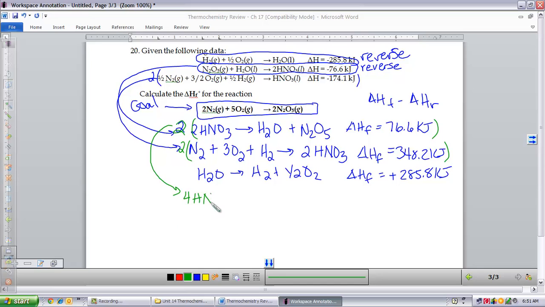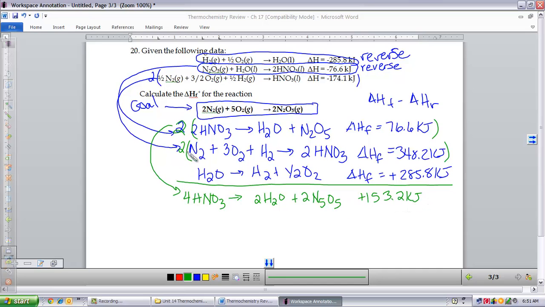So I'm going to end up with 4 moles of nitric acid. I'm just going to draw a line here because we're doing a couple different steps. And it's going to make 2 moles of water plus 2 moles of dinitrogen pentoxide. And since I multiplied, I did this reaction twice, I'm going to need this to be done twice. So this becomes 153.2 kilojoules. And this is a positive.